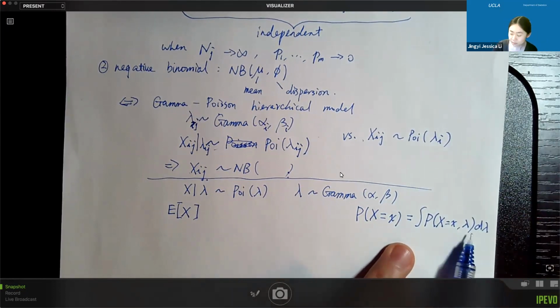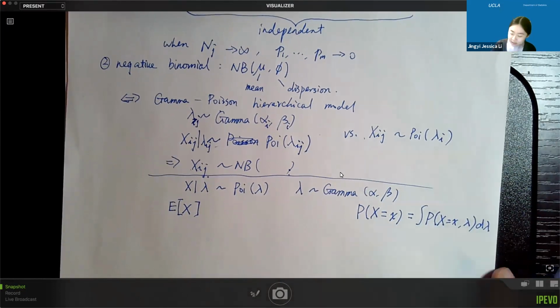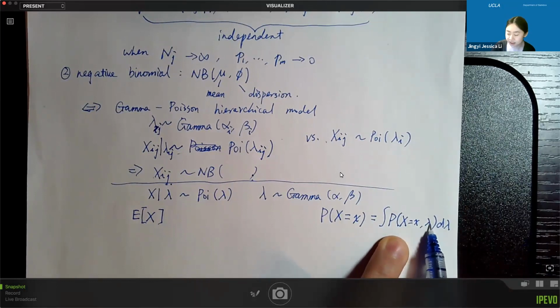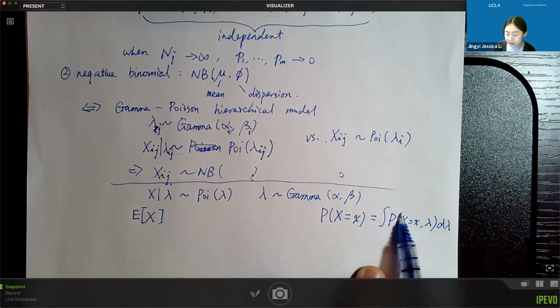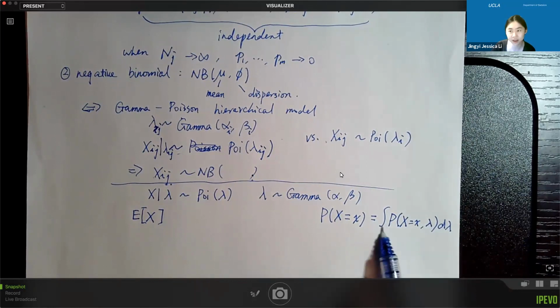By doing this integration, we can remove one random variable from the joint density and only keep X. What does this mean? In this joint density, we have two random variables, each taking a value. But since the value of lambda can change and is not necessarily affecting the value of X, what we do is take the summation over possible values of lambda. Because lambda is continuous, the summation becomes an integration. That's the most intuitive way of understanding this.